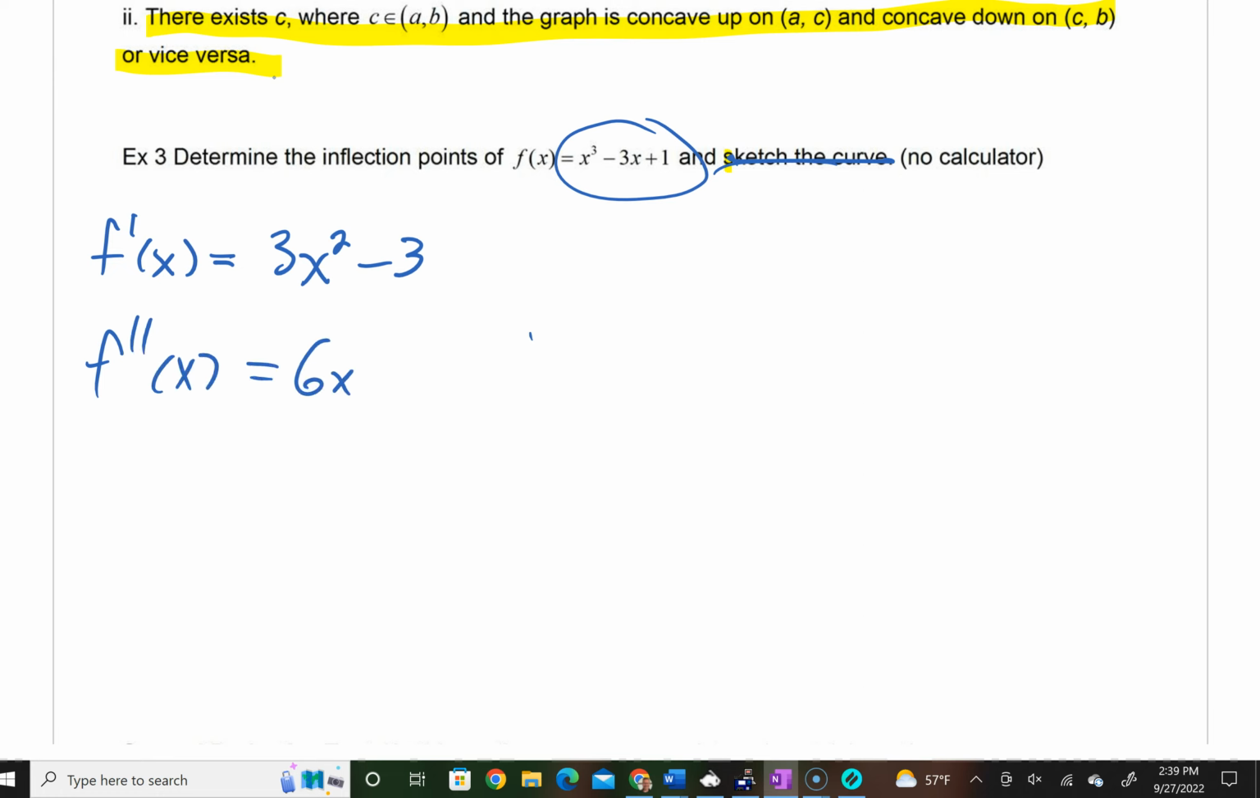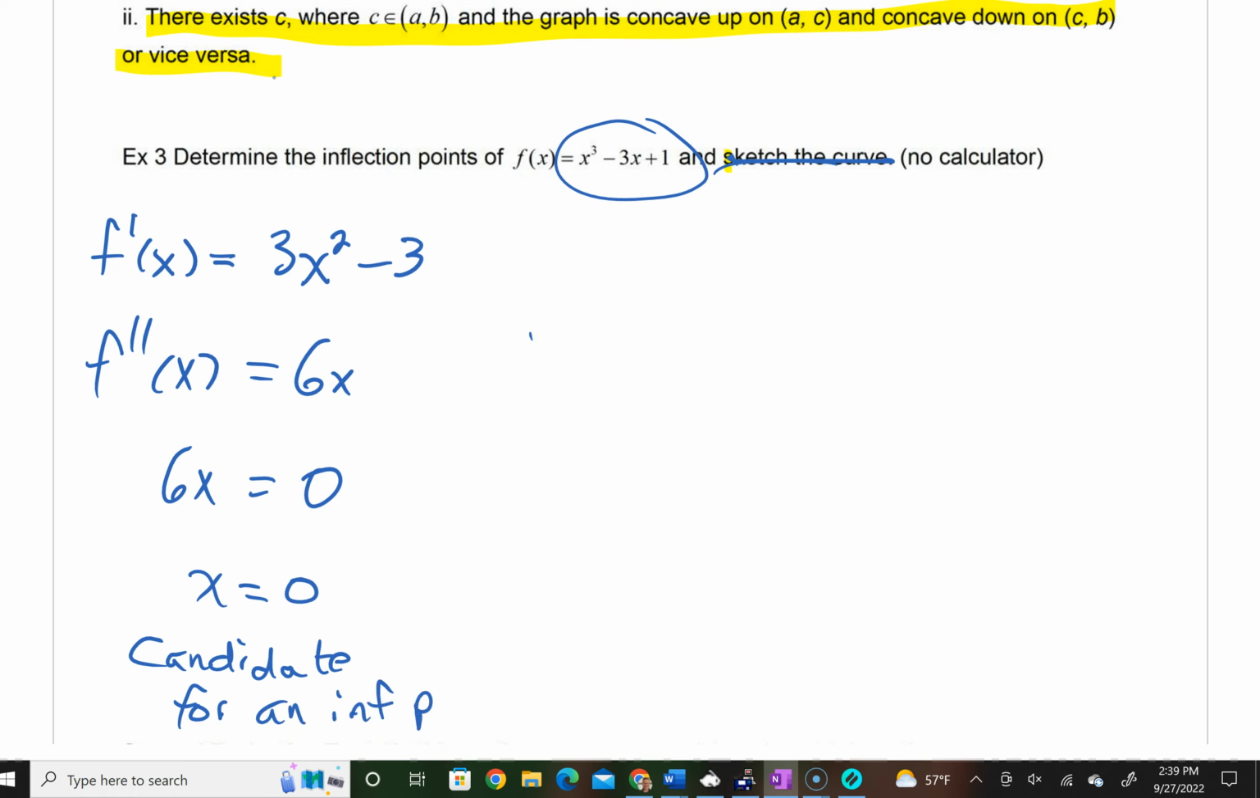Yeah. And guess what? I'm going to set 6x equal to 0. The kids will go, why did you do that? Well, this is a candidate for an inflection point. We don't know yet. To have an inflection point, we need to see a change in the second derivative. Notice that common theme of the day: a change in the sign of a derivative, either the first derivative for extrema or the second derivative to help you with inflection points.